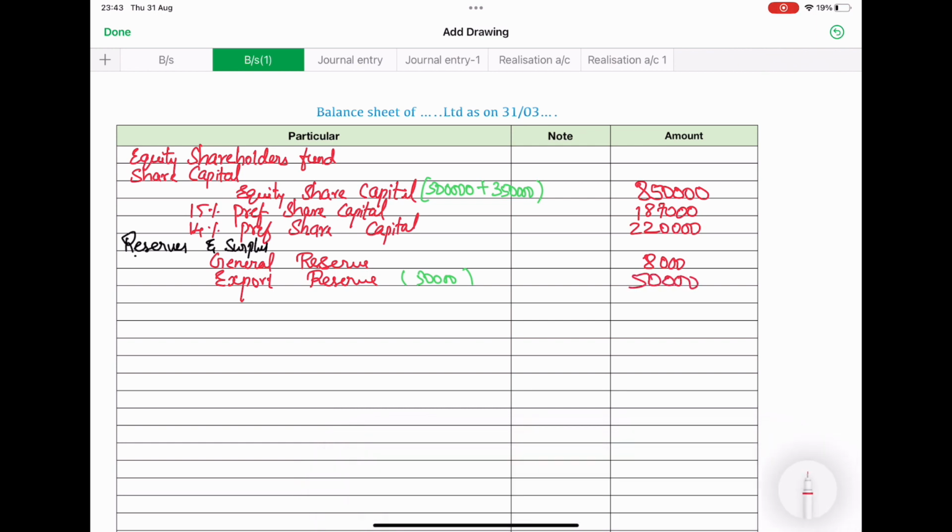Next we have investment reserve. So 10,000.